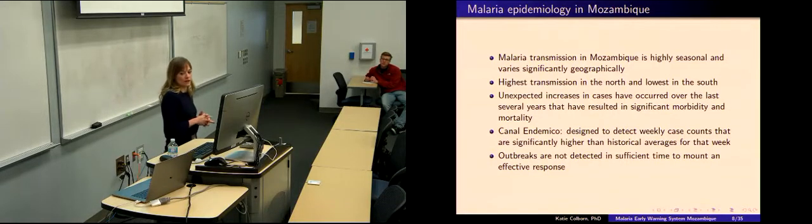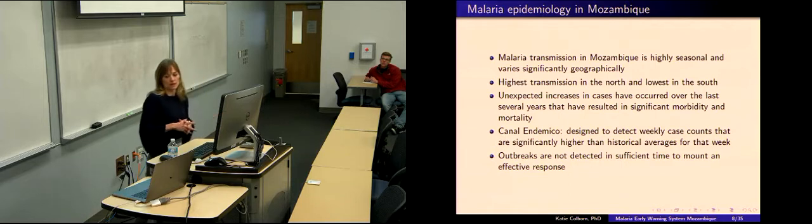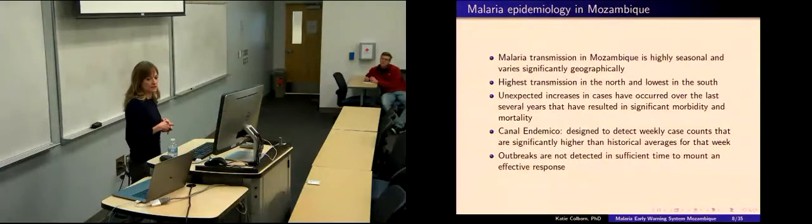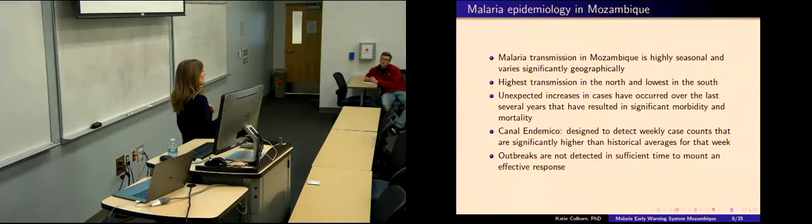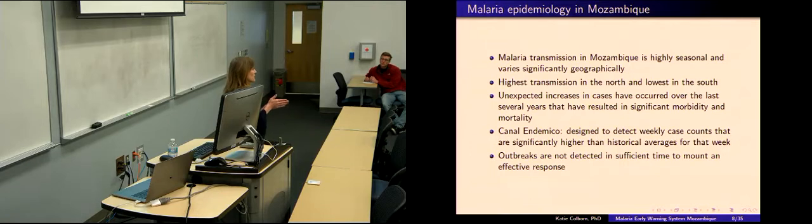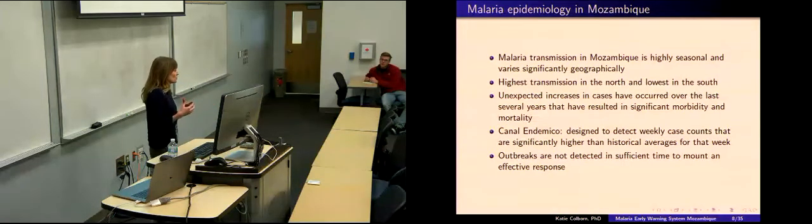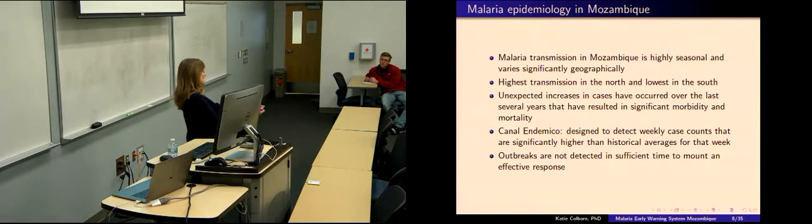There is a system right now called the Canal Endemico, and it's designed to detect weekly case counts that are significantly higher than historical averages. So it's sort of, today we got a report from a health center, it's higher incidence than we would expect. Now that's useful to detect a current outbreak, but it's not so useful if you want to perhaps prevent an outbreak from happening in the future.